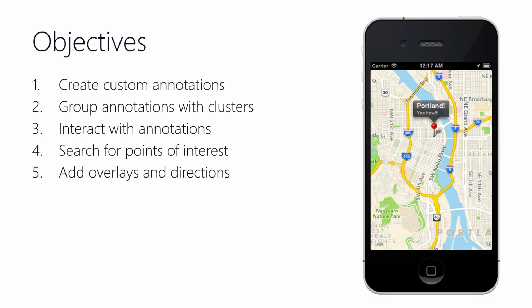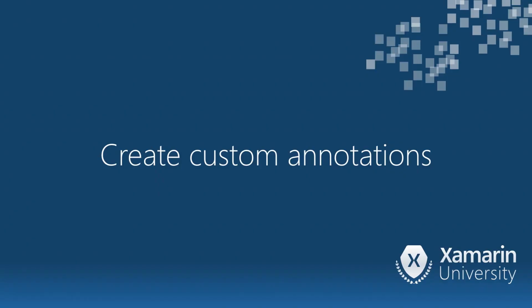This class is a follow-up to iOS230, which is an introduction to iOS mapping, where we learned how to display a map in iOS and show a simple annotation. Today we're going to learn how to customize the annotations displayed in an MKMapView, respond to user interactions, search for points of interest, and show directions. We have a lot of ground to cover today, so let's get started.